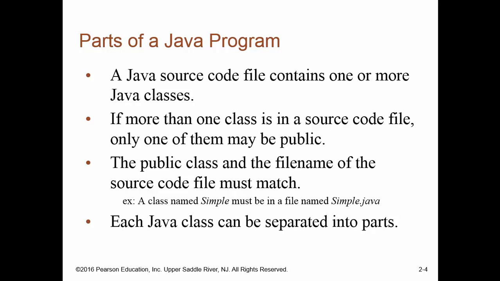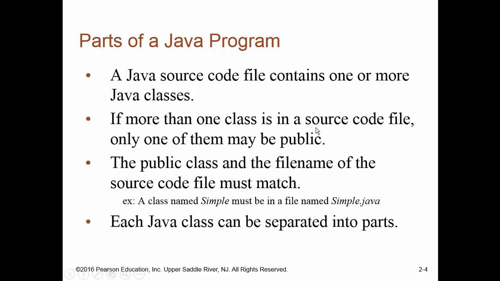So, a Java source code file contains one or more Java classes, but only one of those classes may be public. You can have embedded private classes, so you could put private classes inside of a public class. I don't think we do that until the advanced class. Again, the public class and the name of your file must match exactly. So if you say that your class is named Simple as they show here with a capital S, it must be saved in a file, Simple.java with a capital S.